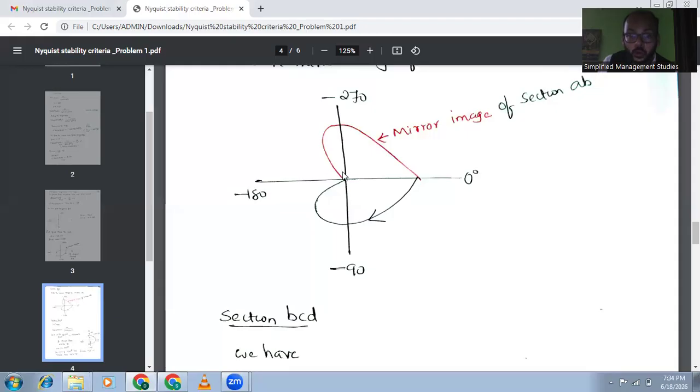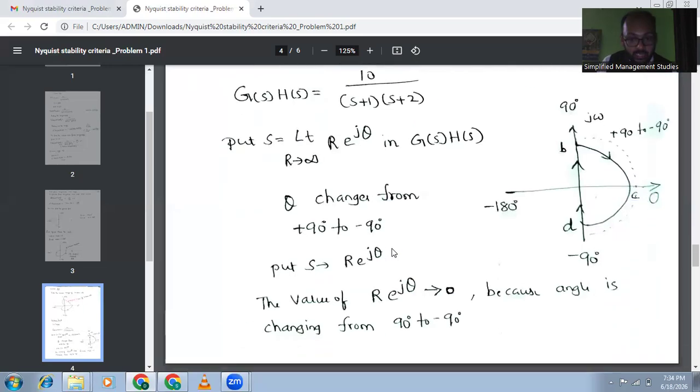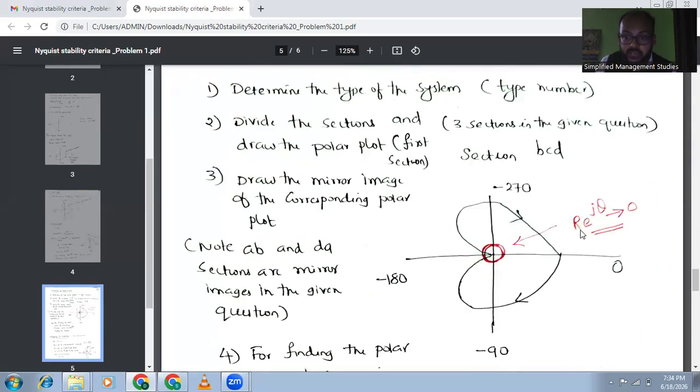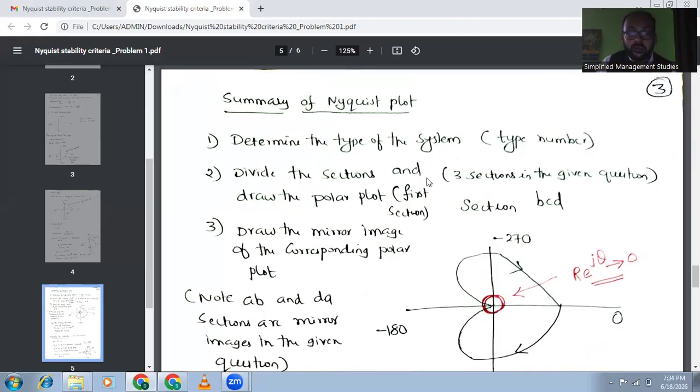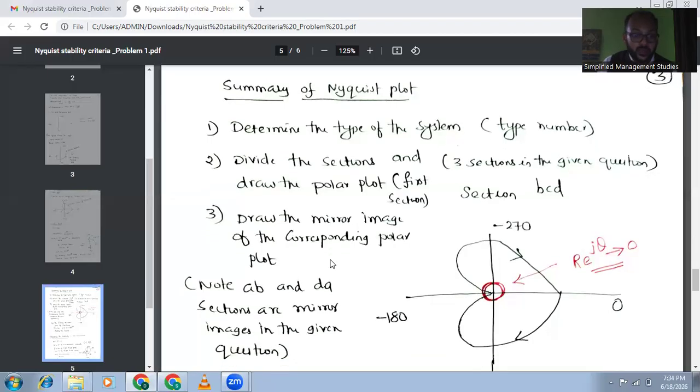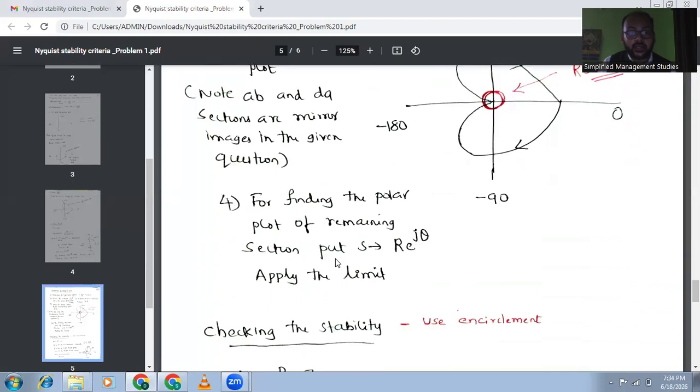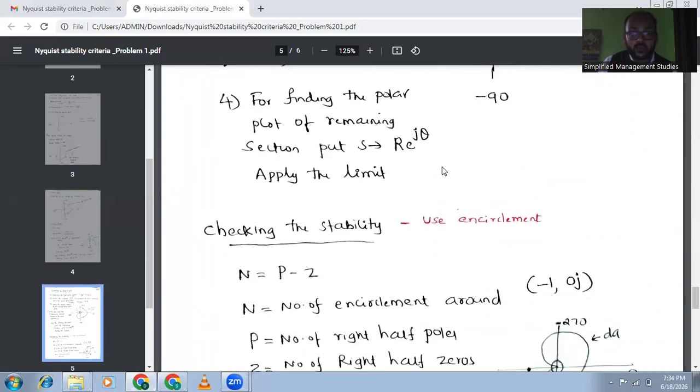You have to draw the same plot once again, and here the origin should be circled separately. So here I have shown you: this is actually r e to the power j theta approaching 0. Here you have to draw a small circle so that the entire Nyquist plot is ready. So now the summary: determine the type number of the system, divide the plot into 3 sections, then calculate the Nyquist plot for each section. Remember, wherever you see a mirror image, you have to draw accordingly. So now, fine, we also have to apply the limit.